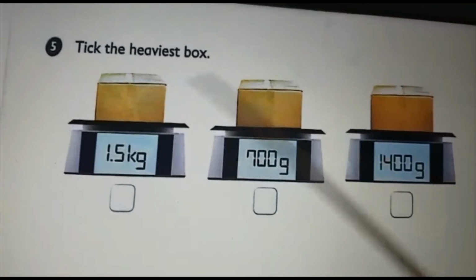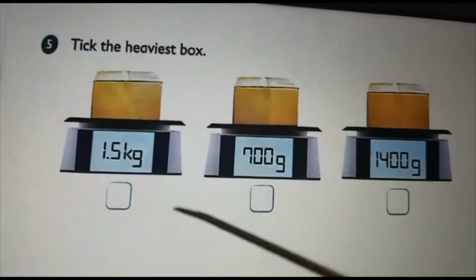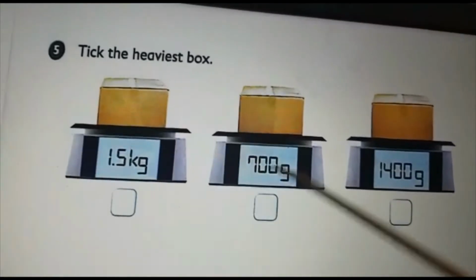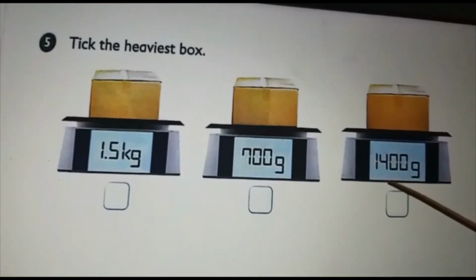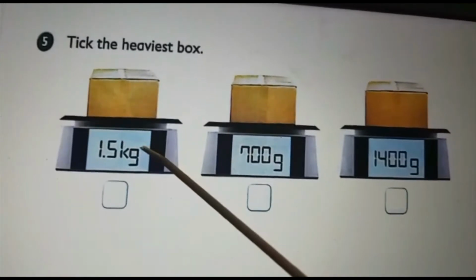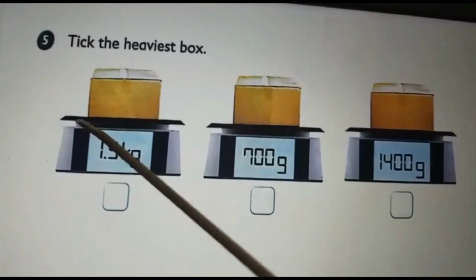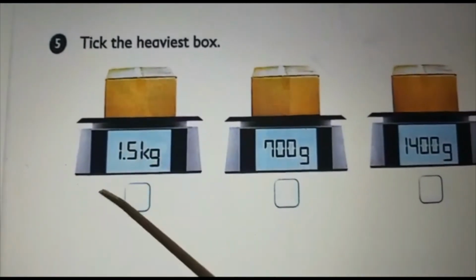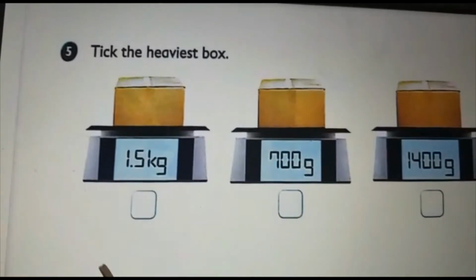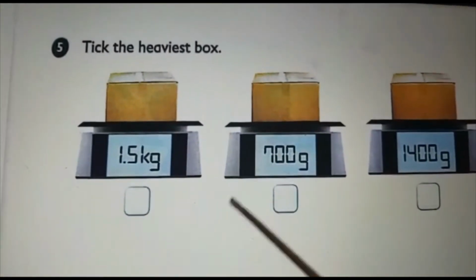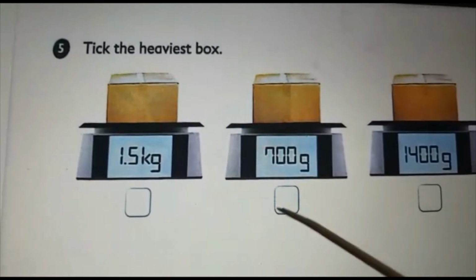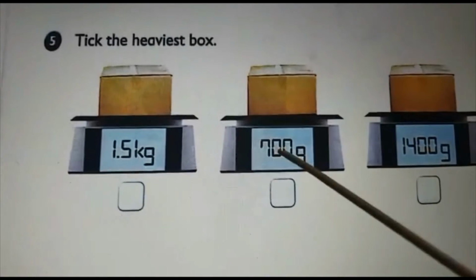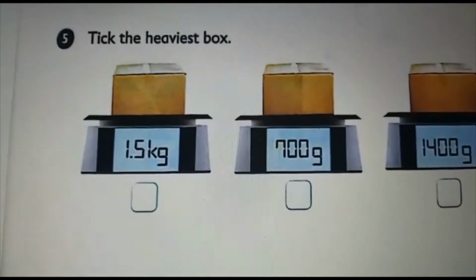So the first step is to convert all the units to the same. Here these 2 are already in gram. So I can convert this also to gram, or these to kilogram. No problem. Either you convert these 2 to kilogram or this one to gram. Then all the units will be the same. 1.5 kilogram, how many gram? 1.5 multiplied by 1000, so it becomes 1500. Now it is easy for you to compare: 1500 gram, 700 gram, 1400 gram. Which will be the heaviest? Obviously this one. And which is the lightest? This one. So like this you need to do this homework.